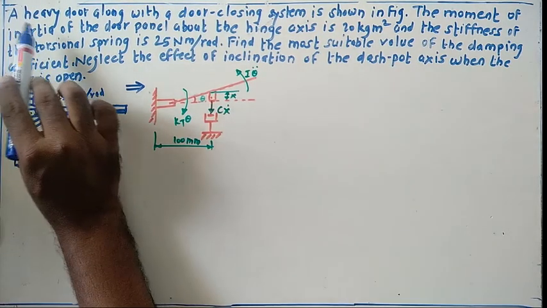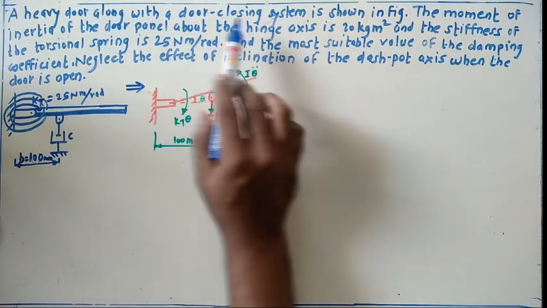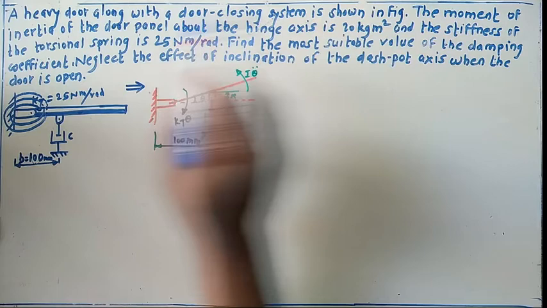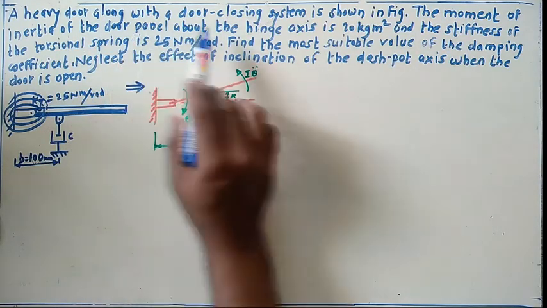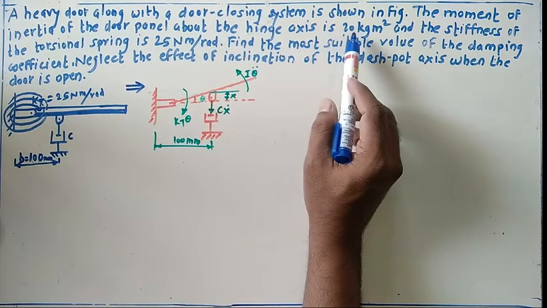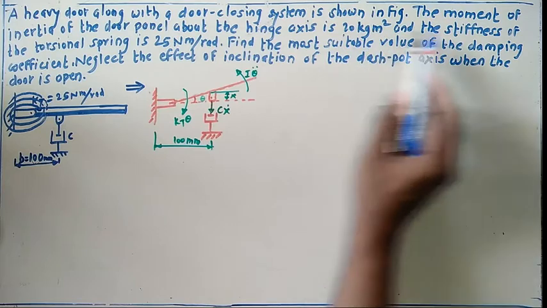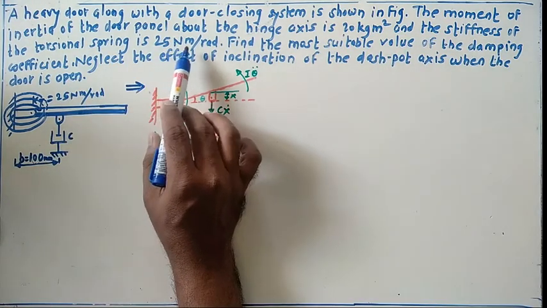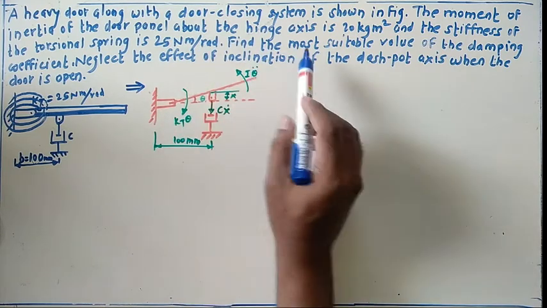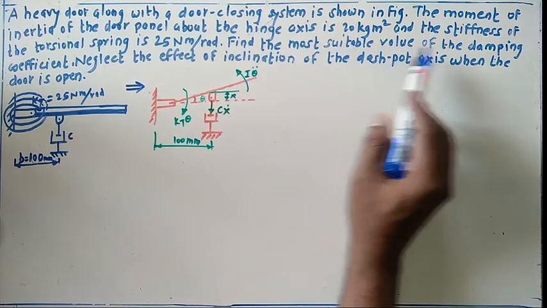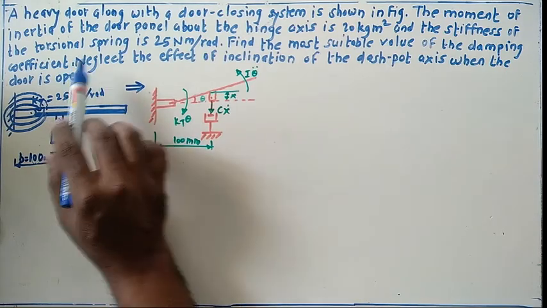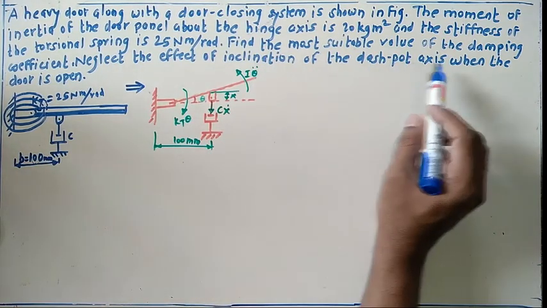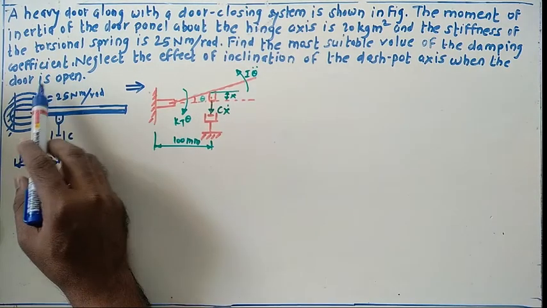A heavy door along with a door closing system is as shown in figure. The moment of inertia of the door panel about the hinge axis is 20 kilogram meter square and the stiffness of the torsional spring is 25 Newton meter per radian. Find the most suitable value of the damping coefficient. Neglect the effect of inclination of the dashpot axis when the door is open.